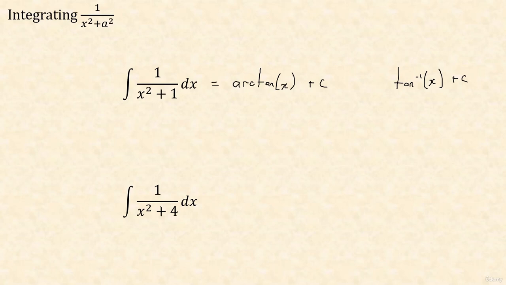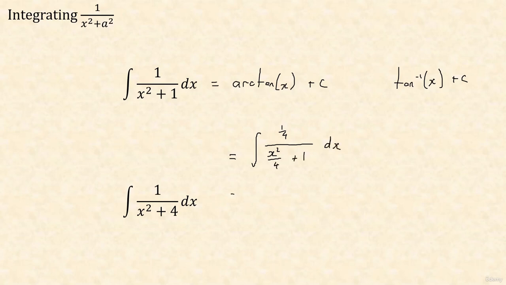So what about this one here? Well, for this one, we need to be a little bit cunning at first, and then we're going to generalize and find a kind of general integral of something like this. I'm actually going to begin by dividing top and bottom by 4. So when I divide the numerator by 4, I get a quarter. And when I divide the denominator by 4, I get x squared over 4 plus 1.